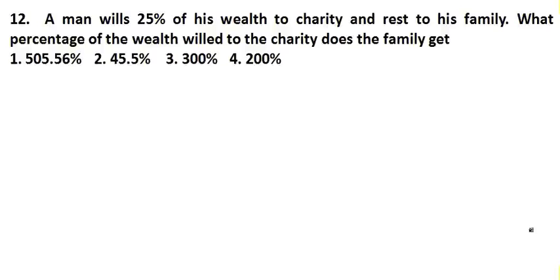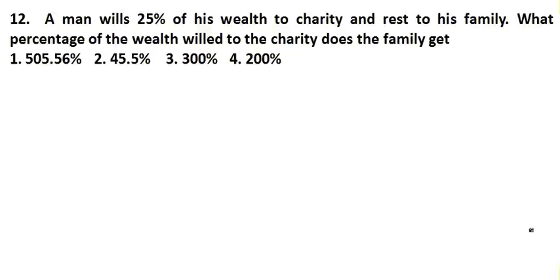A man wills 25% of his wealth to charity. It means a man donates 25% of his money to charity, and the rest he gave to his family. So what percent of the wealth willed to the charity does the family get? Means the money which the family gets is what percent of the charity he has given.